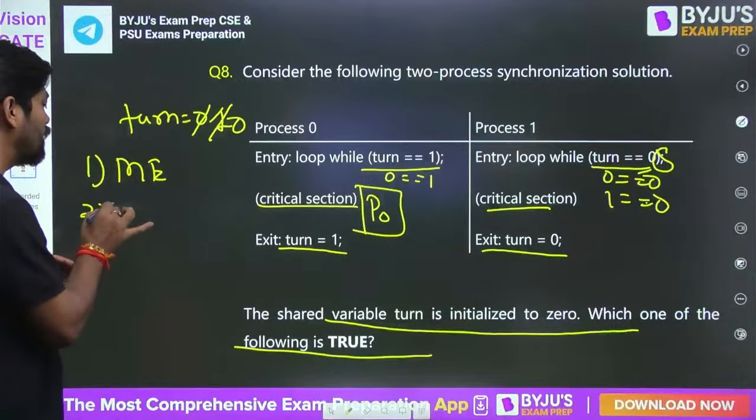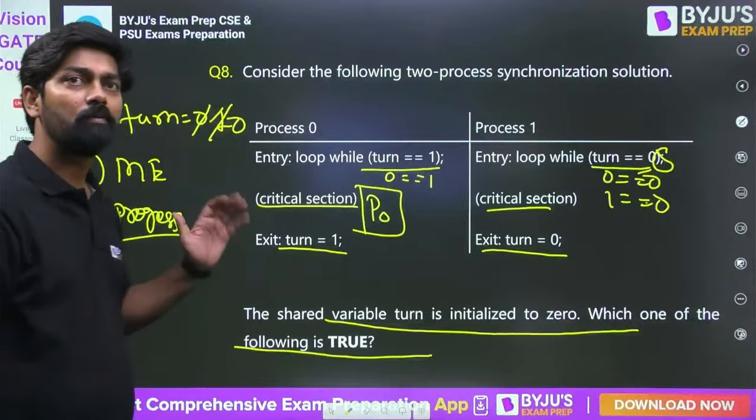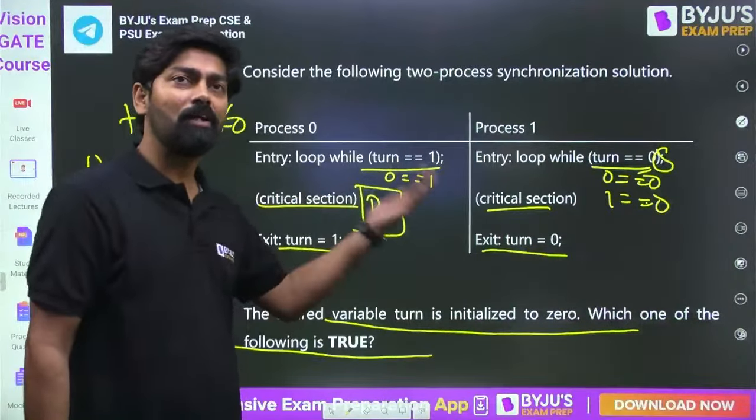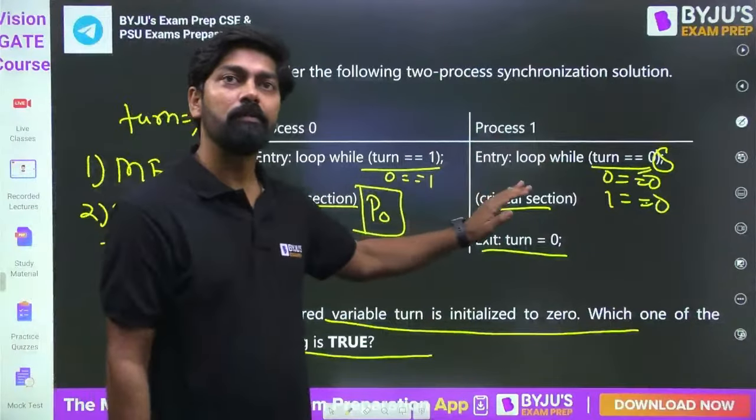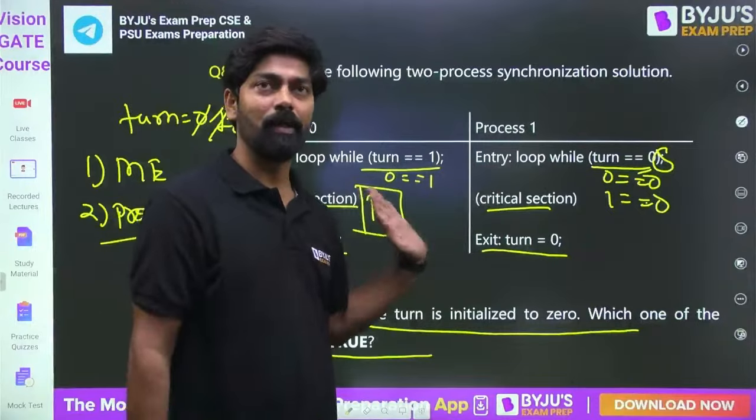What about progress? Progress is not satisfied, I think you know. It is nothing but strict alternation. Strict alternation means P0, then P1, then P0, then P1. It will run in an alternate manner. Are you getting my point?